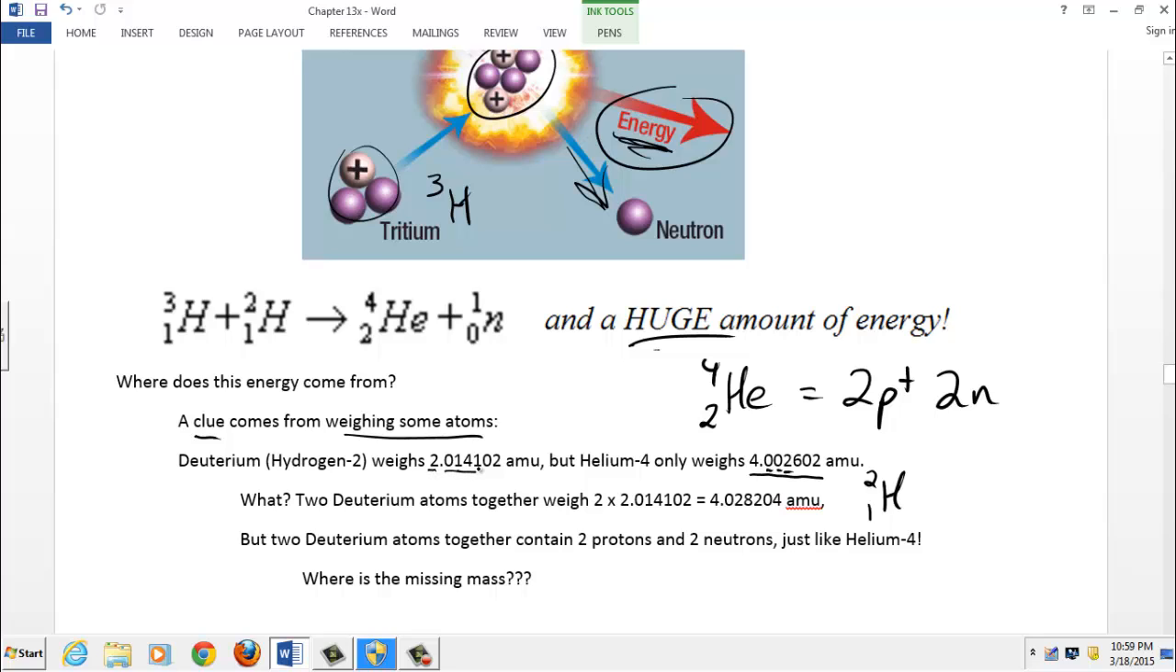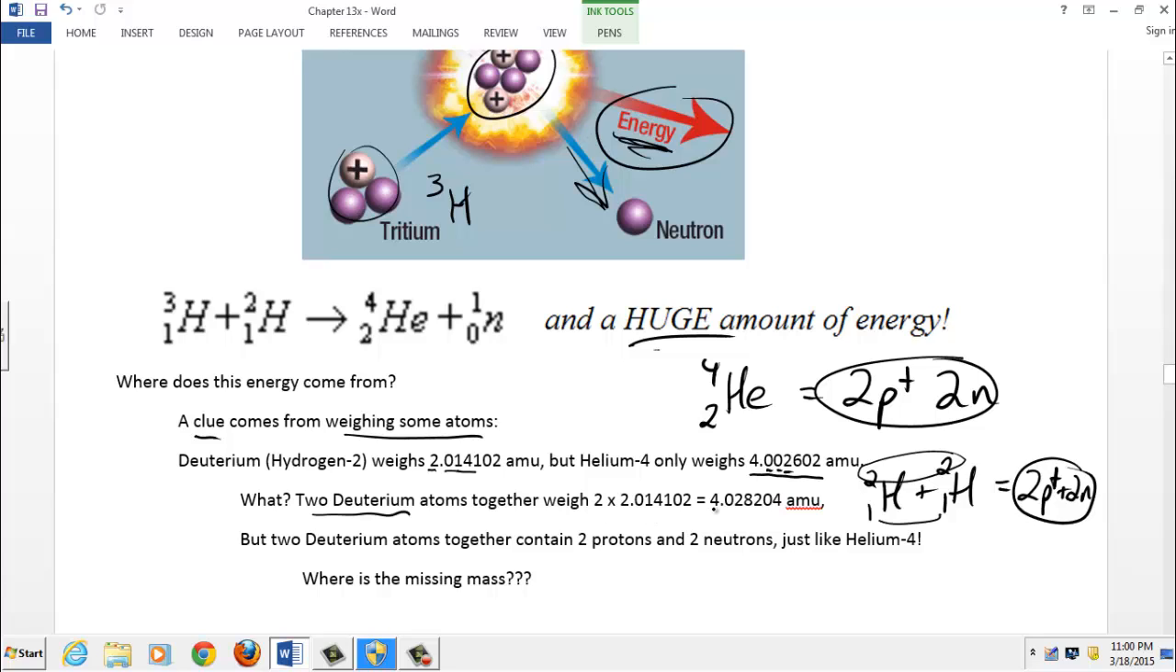And that weight is 2.014 and some other digits. And if you take the weight of 2 deuterium atoms, well, you got 2 protons in there, and you got 2 more neutrons together, 1 neutron in each. You have the same number of particles, but add them together, it's 4.028. What's going on here? Why aren't they weighing the same? Where is that missing mass?